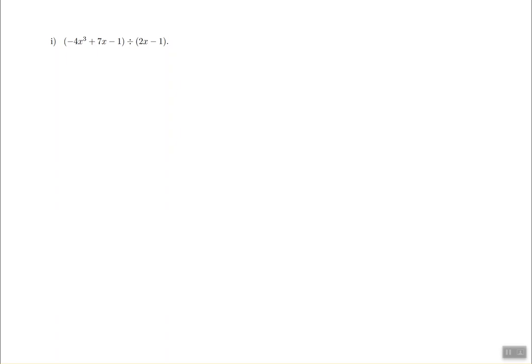So this is the second time we're doing long division, so I'm going to try to be as organized as possible, and I'm going to start by writing down the negative 4x cubed plus 7x minus 1, all divided by 2x minus 1. Keep in mind that the 2x minus 1 is technically the denominator or the divisor, so it goes on the outside of the division, and the negative 4x cubed plus 7x plus 1 is actually the dividend, so it goes inside the division sign.